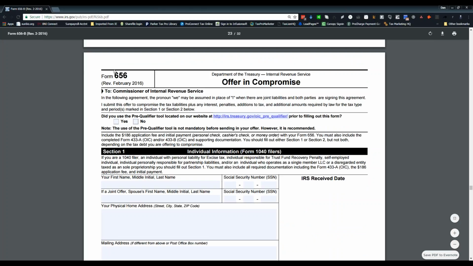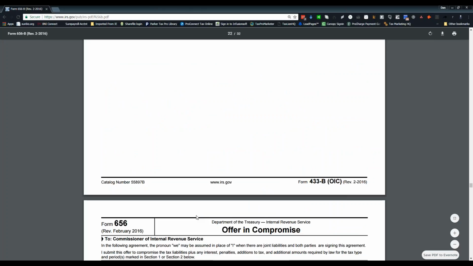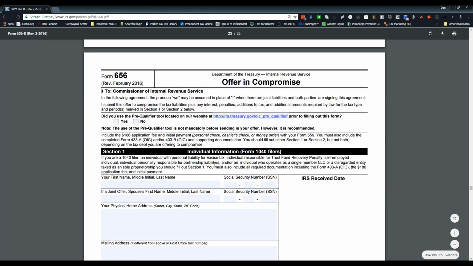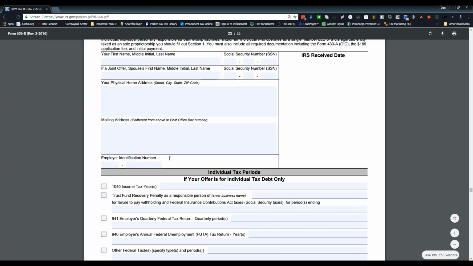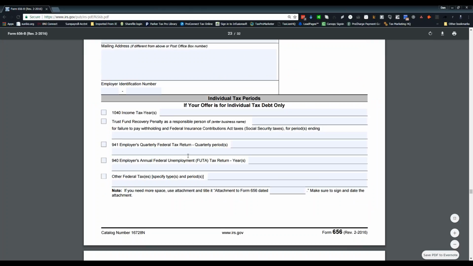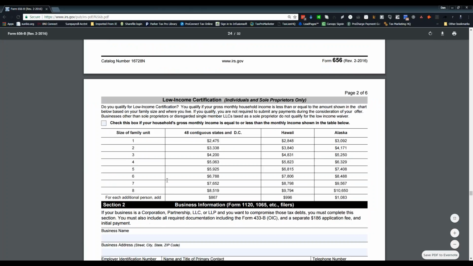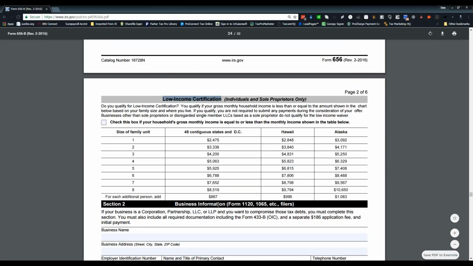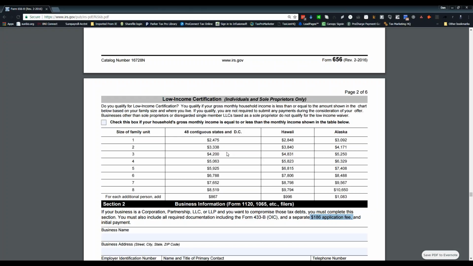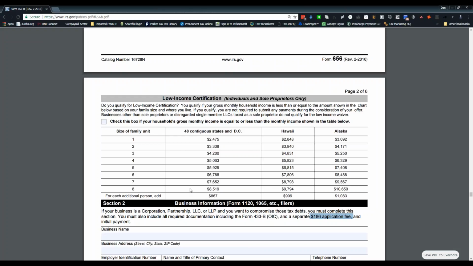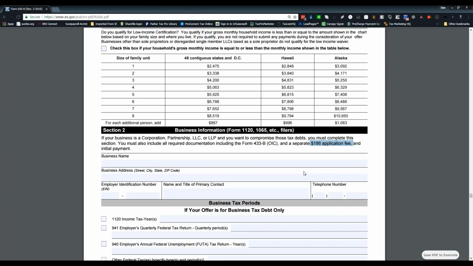And then lastly, here's the actual offer in compromise form. So these are all the financial forms, the 433-A and B, and then here's the actual offer. Make sure you go through and review this. You're going to put all the years involved of all the taxes that you're asking for. This is to determine your low income certification. Remember how we talked about the application fee here at the bottom of the screen being $186, and if your taxpayer fits in the income thresholds here, they can have that application fee waived.